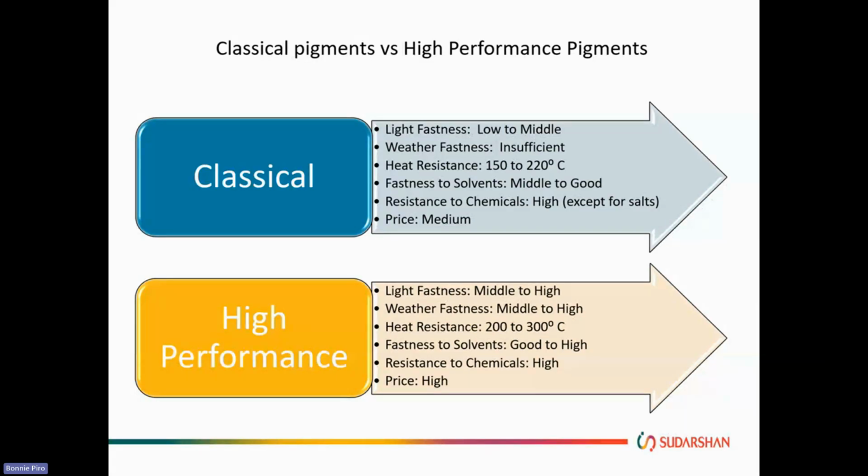The high performance pigments are going to give your formulation very high light fastness and weather fastness, heat resistance on the high side, and good resistance to solvents and chemicals. So there's a lot of value in the performance of these types of pigments, as well as the coloristic attributes.